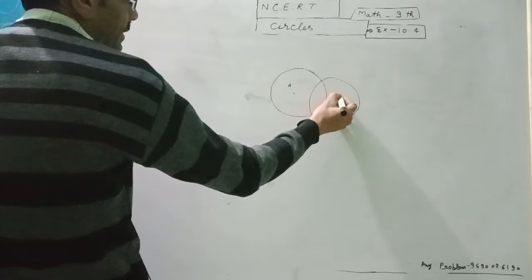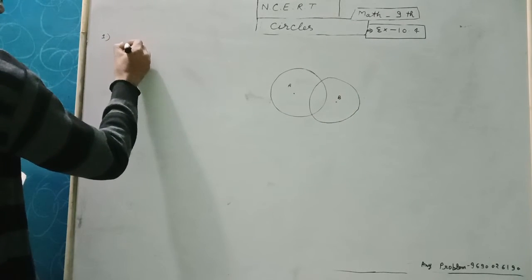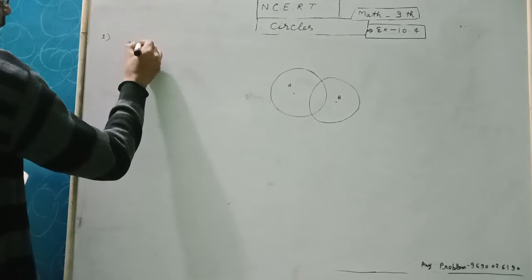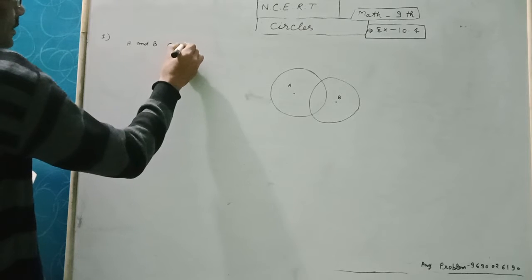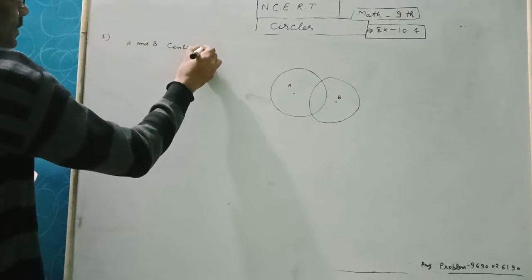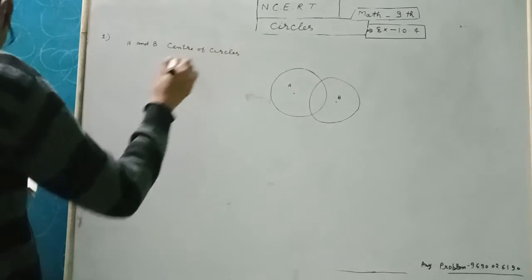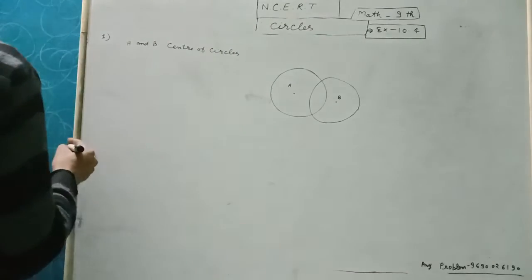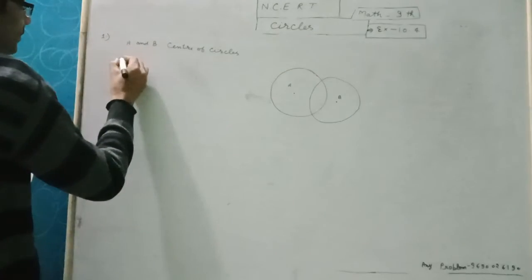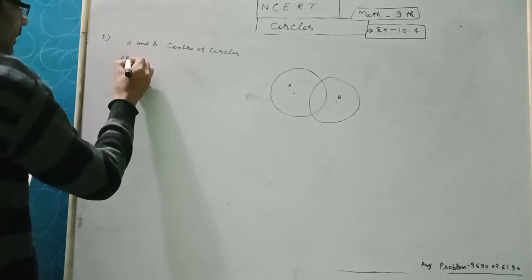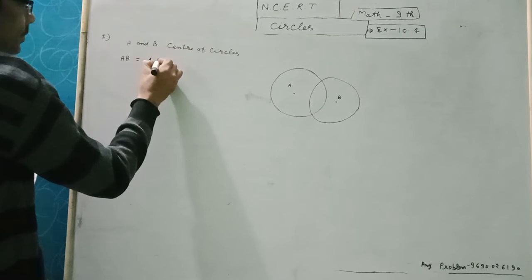A and B are the centers of the circles. The distance between the centers A and B is equal to 4 cm.